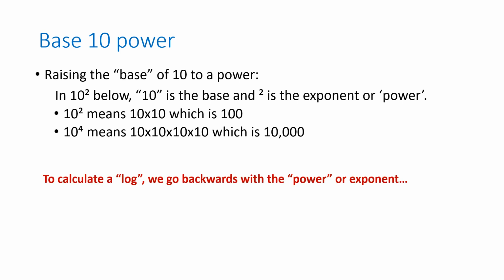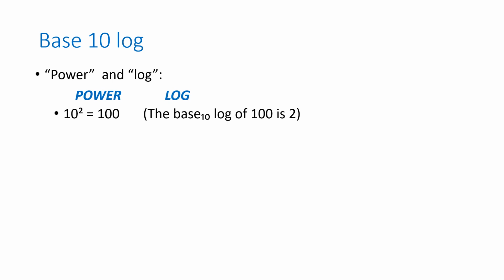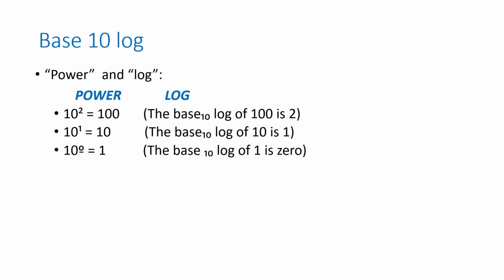Well, to calculate a log, we kind of go backwards with the concept of the power or exponent. What I mean by that is this. If 10 to the second power is 100, then the base 10 log of 100 is 2. Or the base 10 log of 10 would be 1. Or the base 10 log of 1 is 0.